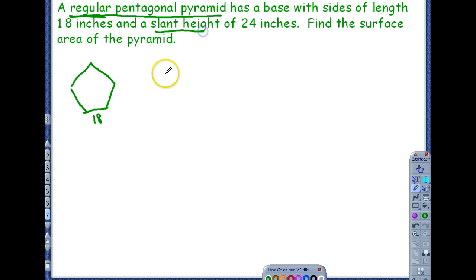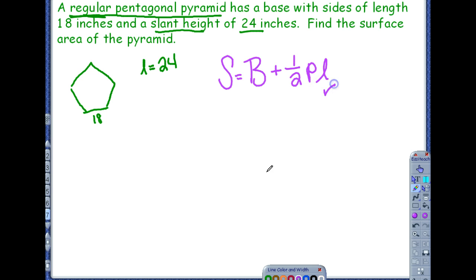The slant height, I'm just going to write that off to the side for right now. L is 24. That's kind of nice that they gave it to us, because usually in the formula, so far that's been the piece that we've had to find, along with the area of the base. So that's helpful. Find the surface area of the pyramid. The first thing we're going to do is write down the formula. Surface area equals the area of the base plus 1/2 the perimeter of the base times the slant height. They already give you the slant height, so all we're focusing on is that pentagon. We need the area of the base and the perimeter of the base.